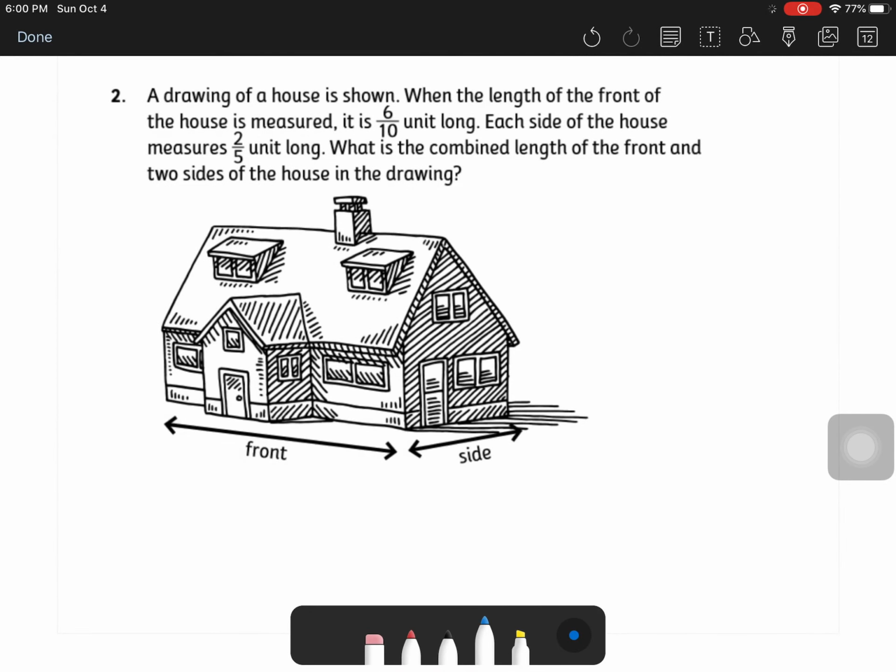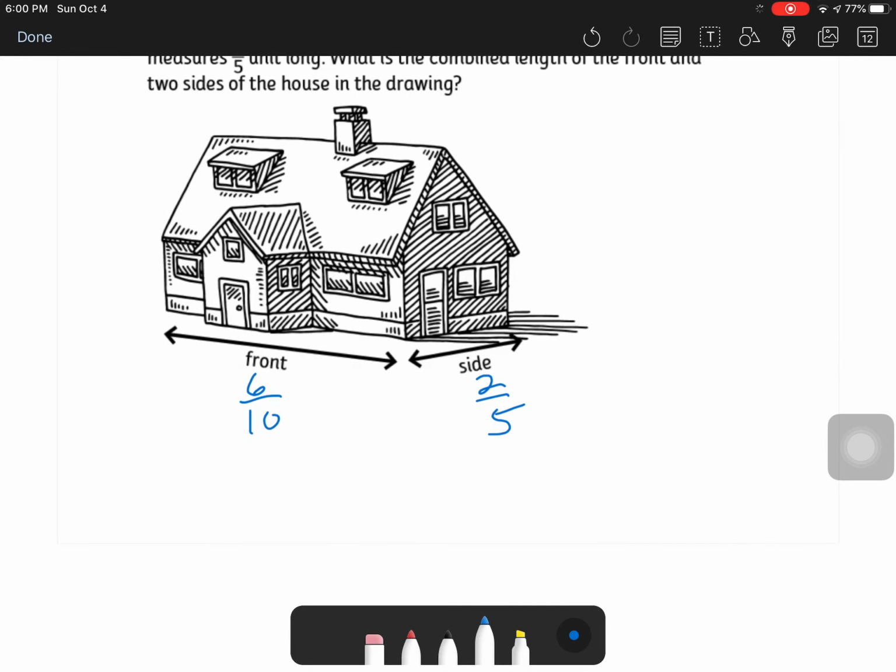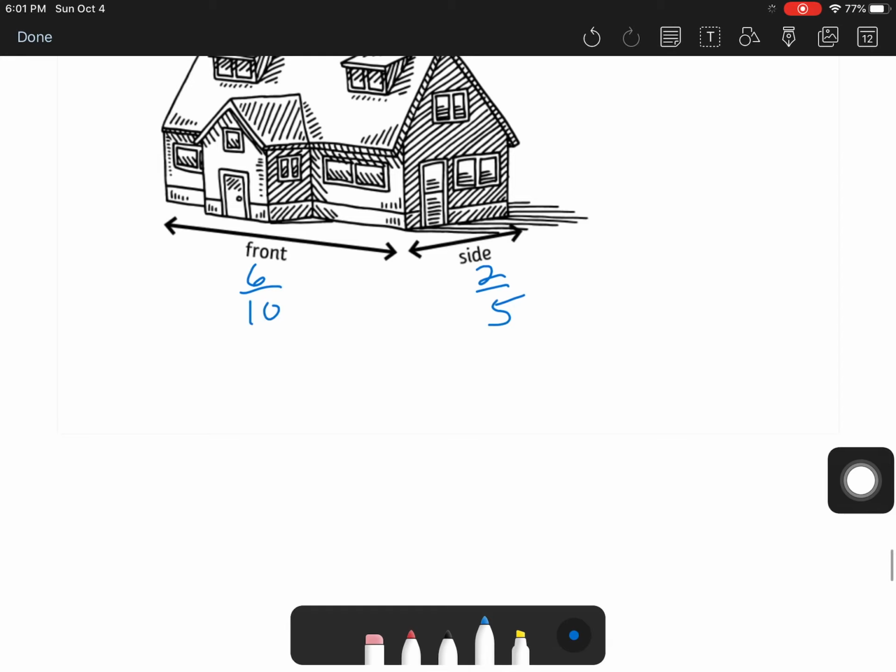All right, the drawing of the house is shown here. When the length of the front of the house is measured, it's 6/10, so this is 6/10, and then the side is 2/5. What's the combined length of the front and two sides of the house in this drawing? Let's see. Well, let's just go with the combined length of the front and the side here. They didn't really show us, because we would assume that both sides are the same, but let's just add together these two for this problem.